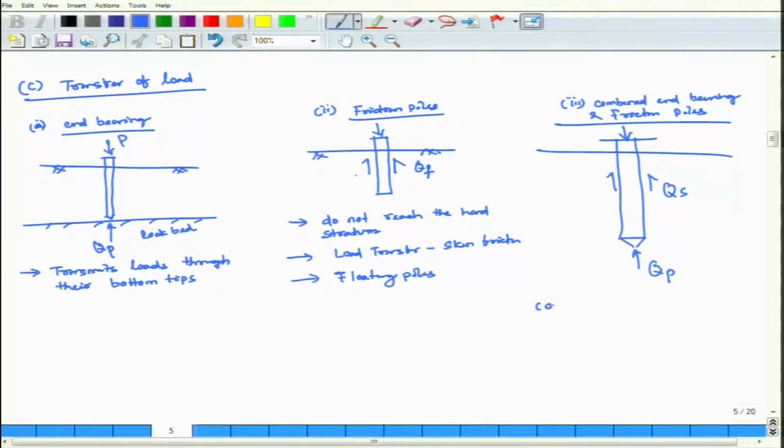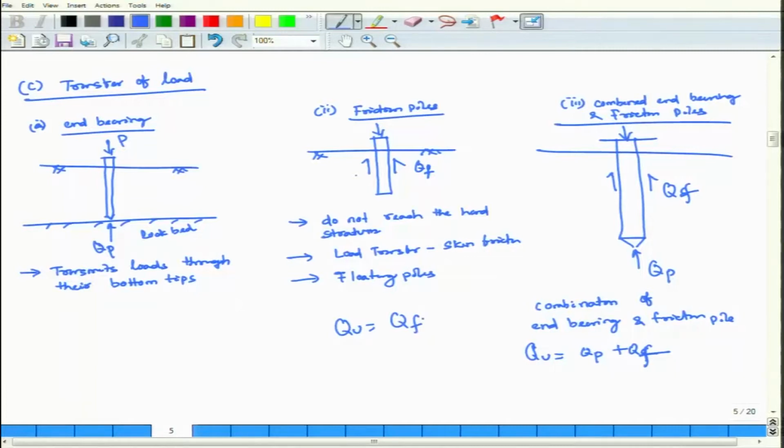That means it is a combination of end bearing and friction piles. That means total load QU is equal to QP plus QS or QF. Let me put it as frictional resistance QF. Here QU is equal to only what is taken by frictional resistance. Here QU is equal to only QP.